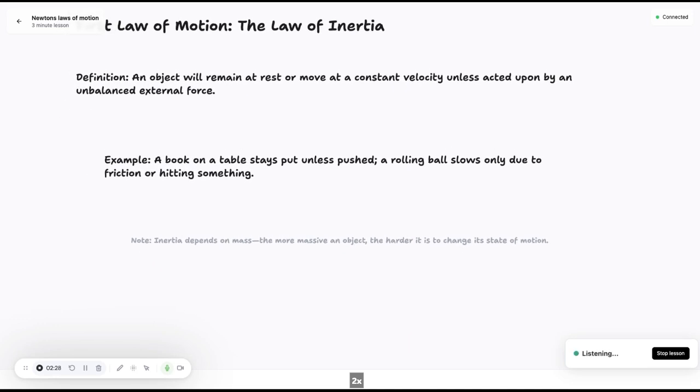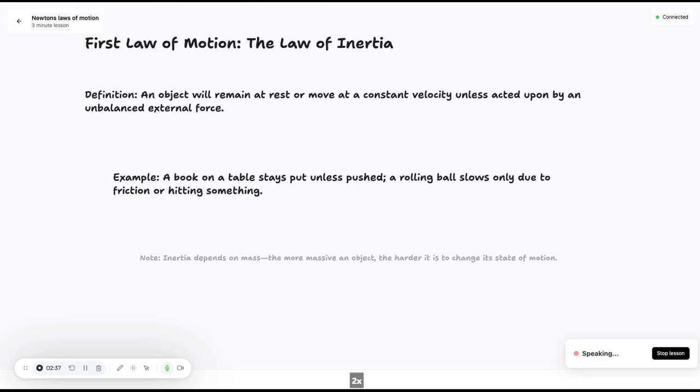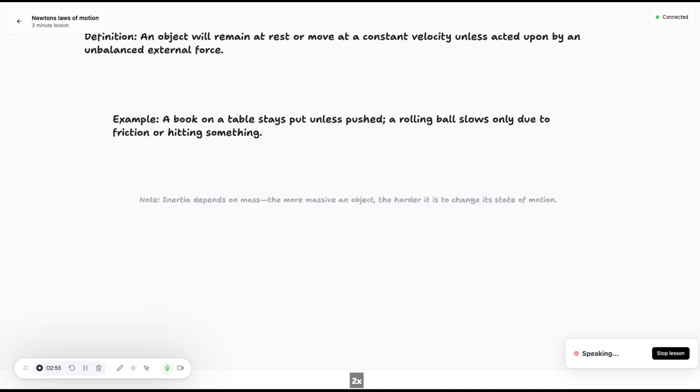Oh, is this the reason we need a seatbelt in the car? Great question. Yes, exactly. That's a perfect real-life application of Newton's first law, the law of inertia. When a car stops suddenly, your body wants to keep moving forward at the same speed the car was going. If you're not wearing a seatbelt, there's nothing to provide that external force to stop you, so you can keep moving forward and get hurt. The seatbelt acts as the external force that changes your motion, keeping you safely in your seat.